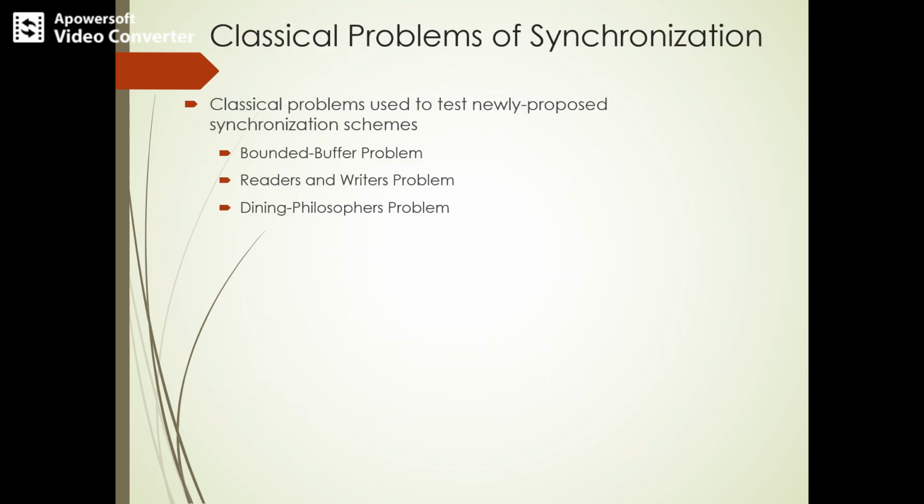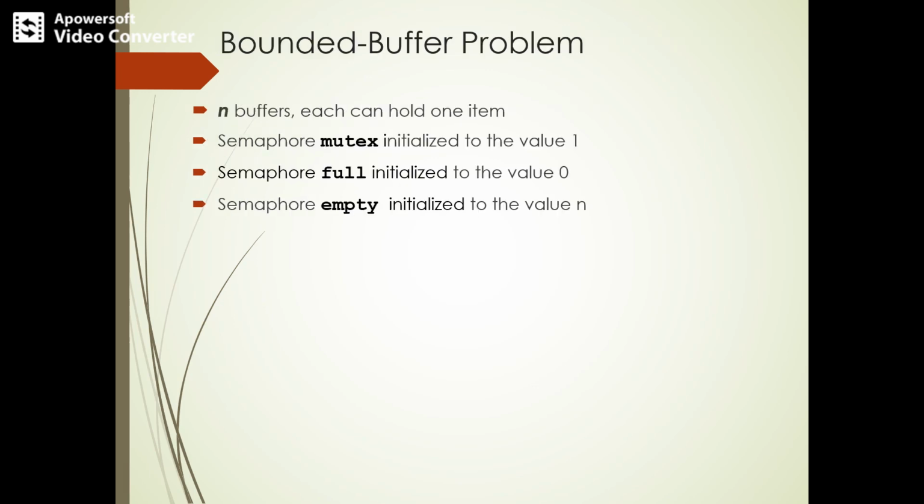Let's see the important classical problems of synchronization. The first problem is the bounded buffer problem. Next we have the readers and writers problem. And the third problem is the dining philosophers problem. Coming to the first problem, the bounded buffer problem.